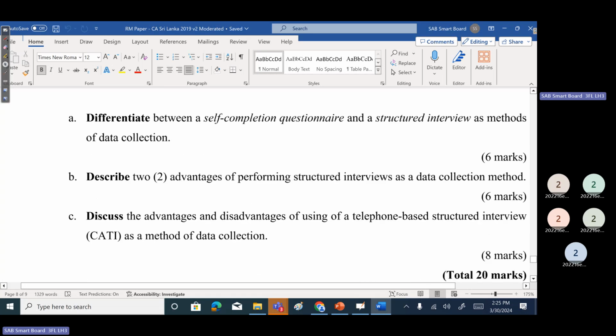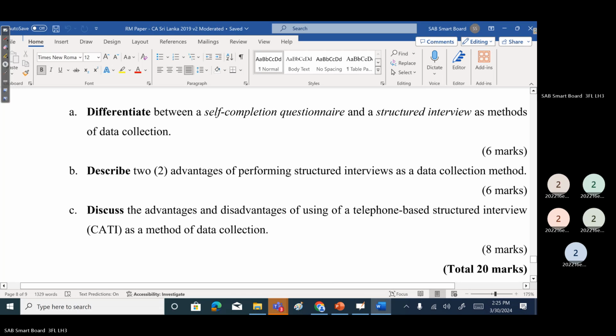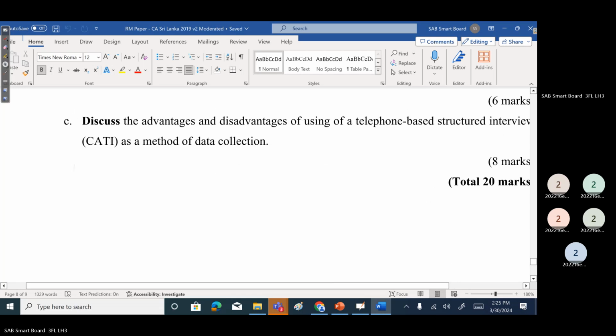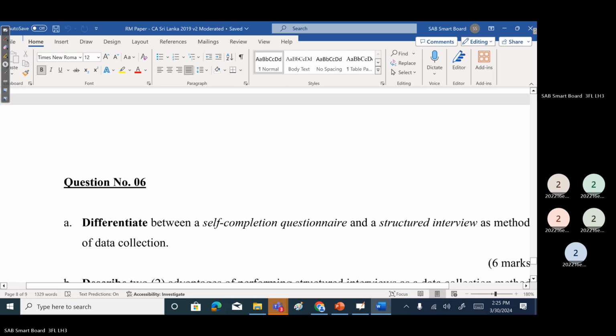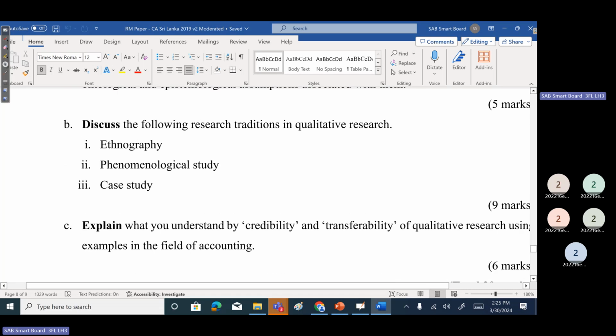Structured interviews we did not discuss. We discussed self-completion questionnaires. That's enough. I did not discuss structured interviews because we discussed questionnaires. Structured interviews we did not discuss.